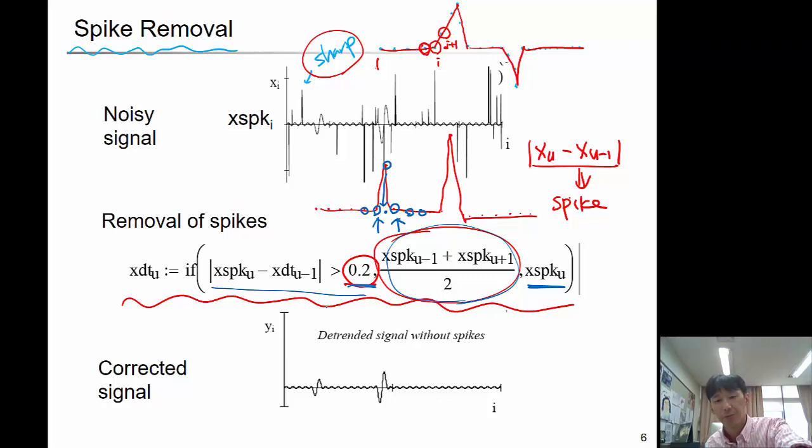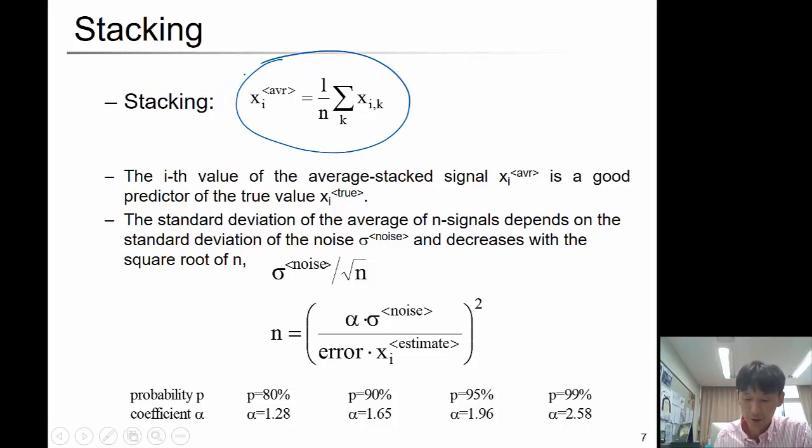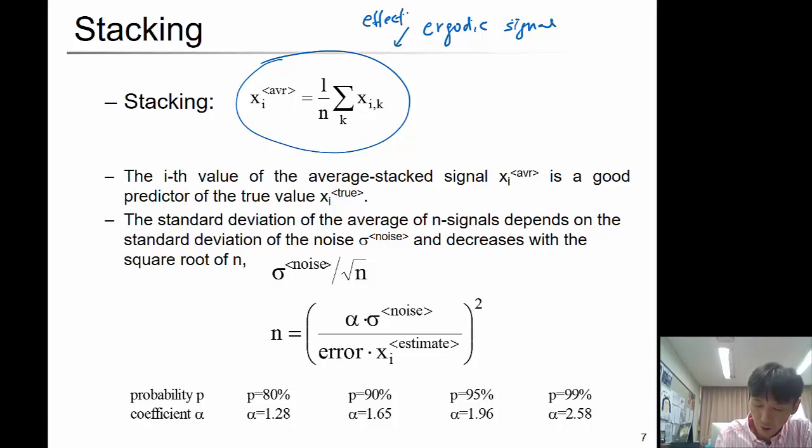Stacking is simply averaging the signals. The ith value of the average stack signal, x i average, is a good predictor of the true value, x i true. It's very effective for the ergodic signal with ambient noise or random noise.